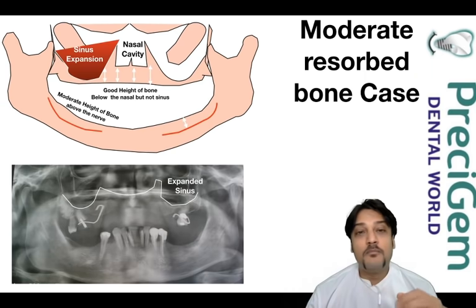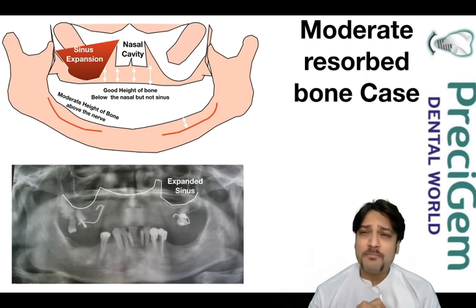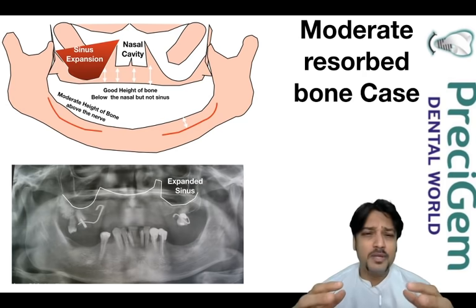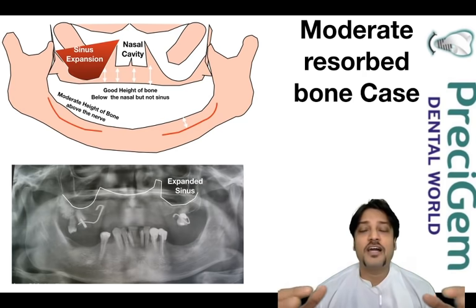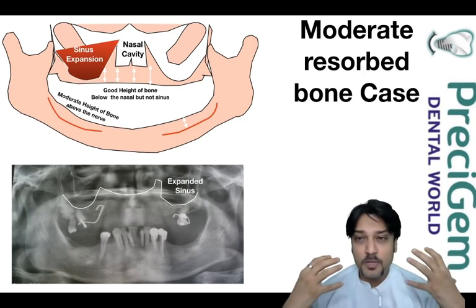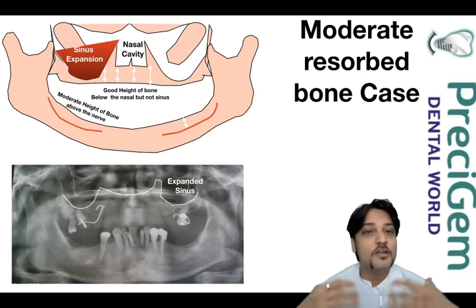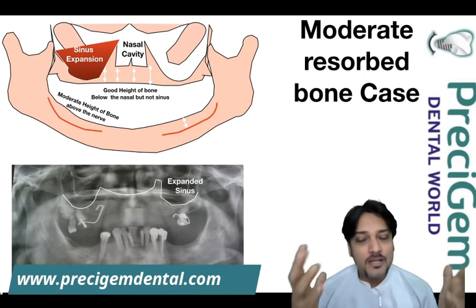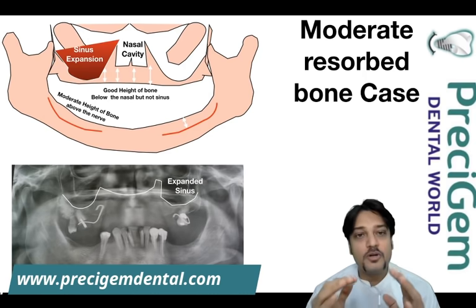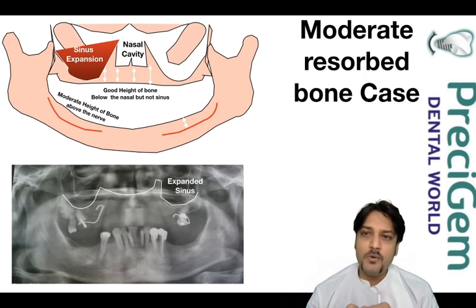Let's come to the moderately resorbed jawbone. Now this happens because of dentures. You've been wearing a denture for a long amount of time, or because of periodontally compromised dentition you have left it untreated for a long time, then definitely bone will resorb. If you want to know more detail about it, press the I button above and you will get that video.